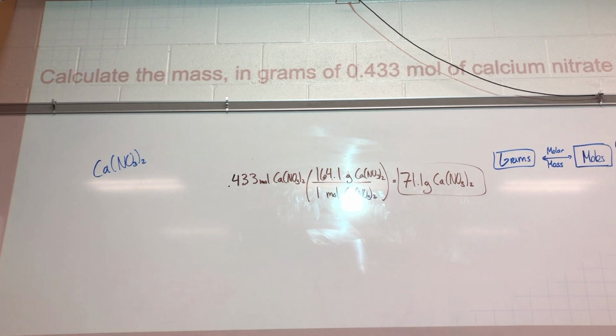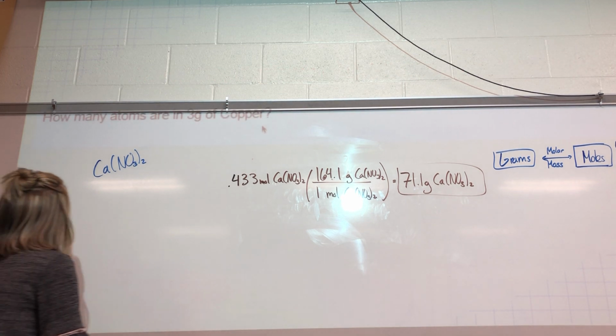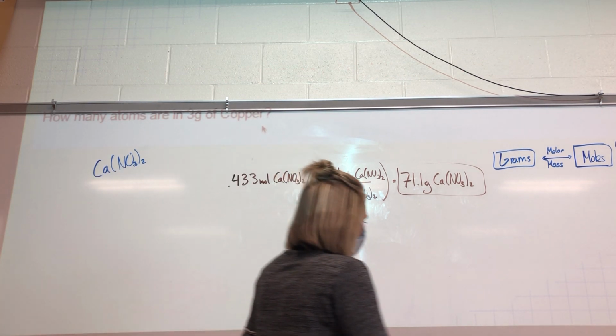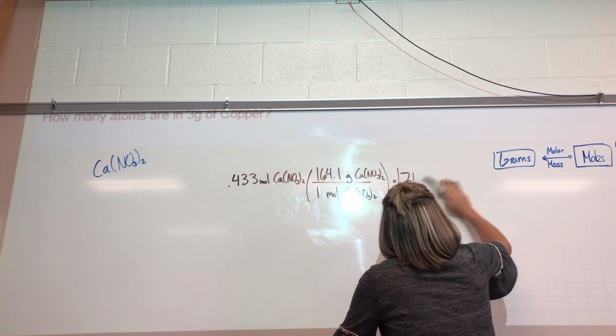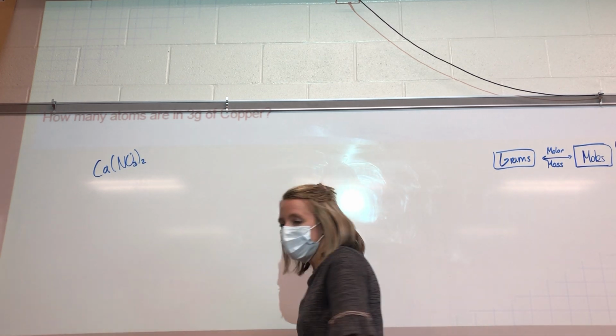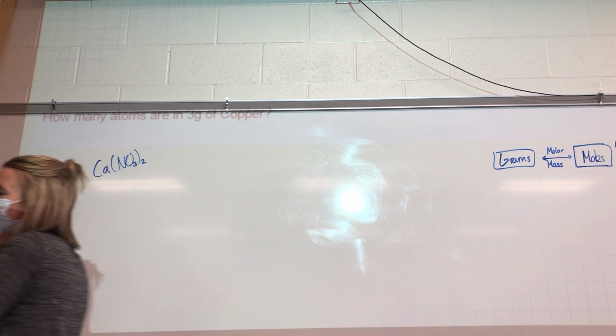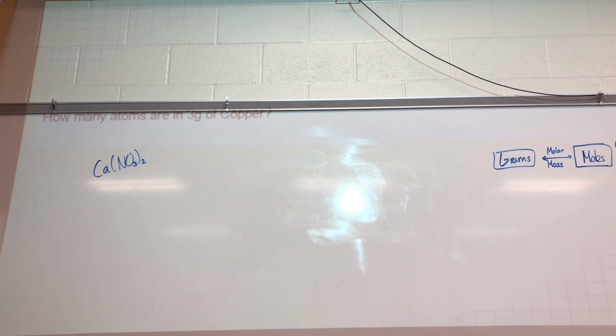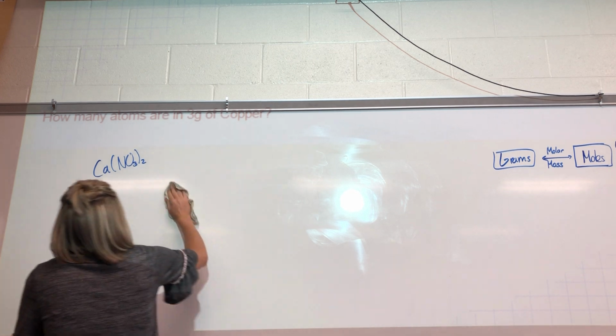Okay, let's look at our next problem here. This one says, how many atoms are in 3 grams of copper? As a visual, what we're finding is how many atoms are in a penny, theoretically speaking, if the penny was fully copper. Pennies aren't fully copper, if you didn't know. They have zinc in the middle. But if it was, how much would it be?